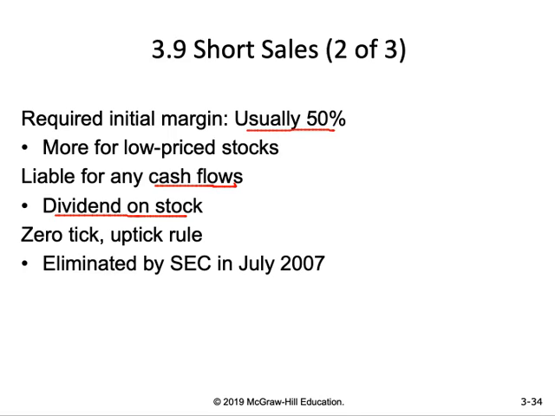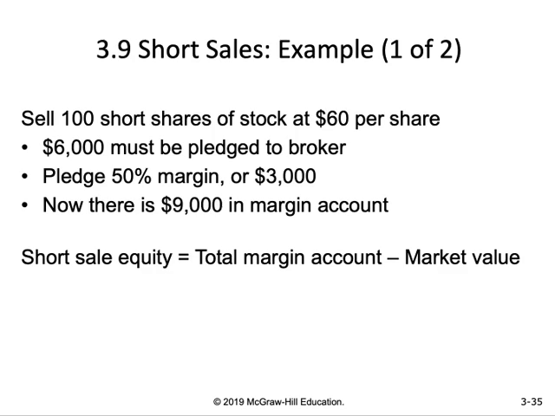Again, margin requirement's usually 50%. So if you were to sell 100 shares of $60 stock short, then at a 50% margin, that's $6,000 for the cost of the stock. $9,000 is the 50% margin requirement pledge. So you have to have $9,000 in your margin account in order to do that trade.